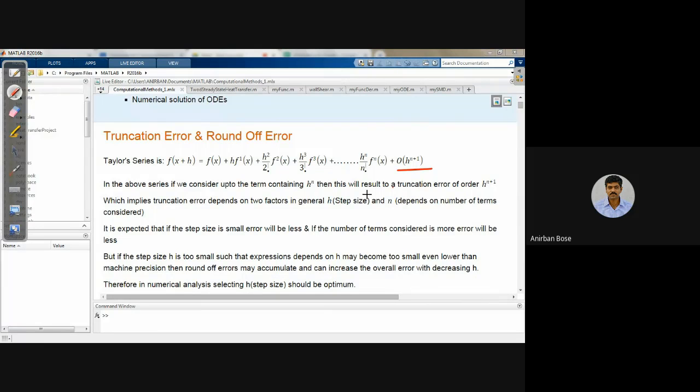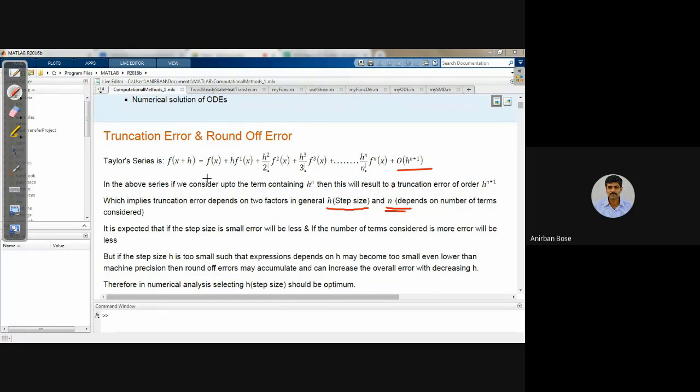Now the truncation error depends on the quantities, you see carefully, it depends on what is the h that you are taking, and it also depends on the n, the number of terms that you are truncating.